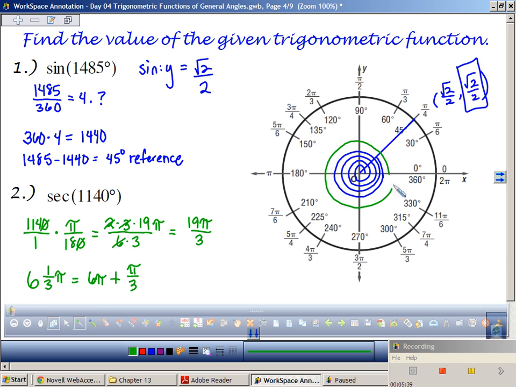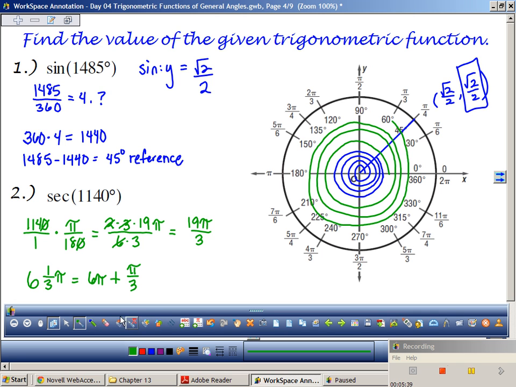So, 1, 2, 3 times around, and where am I going to land? On the pi over 3. Well, that's good because we know the value at pi over 3.